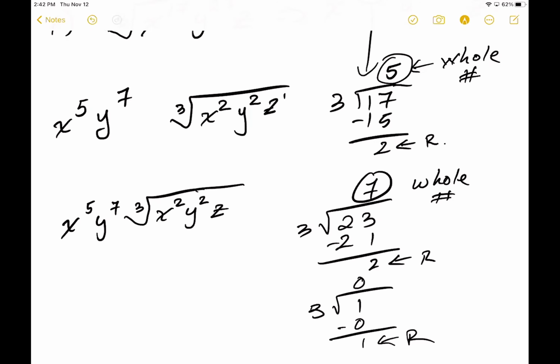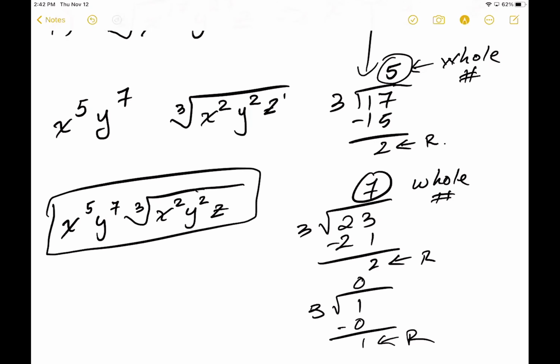And again, as you can see, all of the powers on the inside are less than your root. Because it's less than your root, we cannot take anything out. In order for you to take it out, it has to be bigger than your root. Basically, the fractions are 2/3, 2/3, and 1/3.